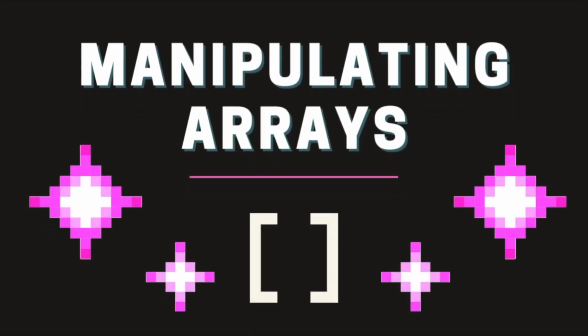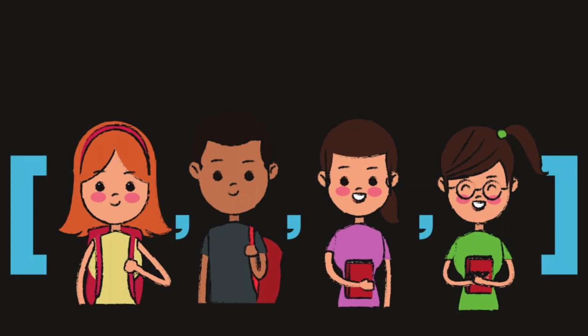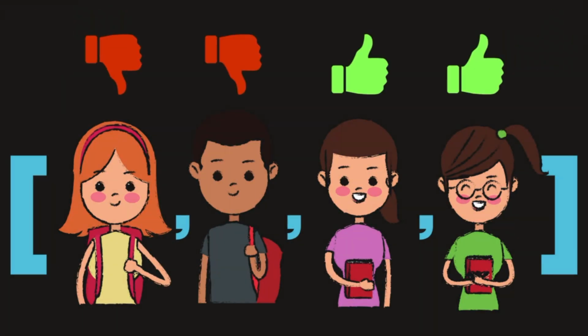This video is a part of a series all about manipulating arrays. Let's talk about the find method. Say you're a teacher and you're looking for a volunteer in class. You want to choose the first student who says that they'll volunteer. We can use the find method to do this.